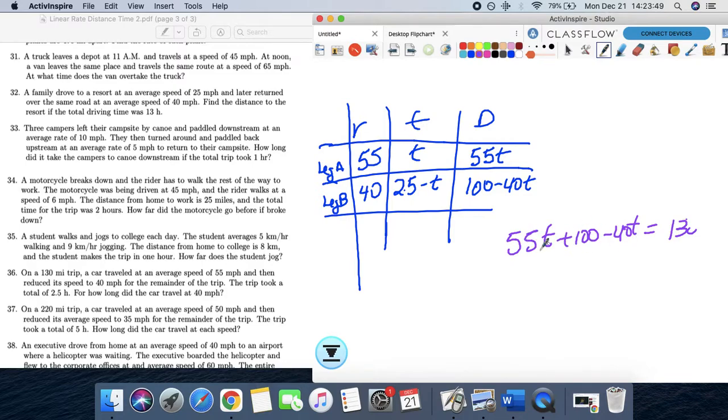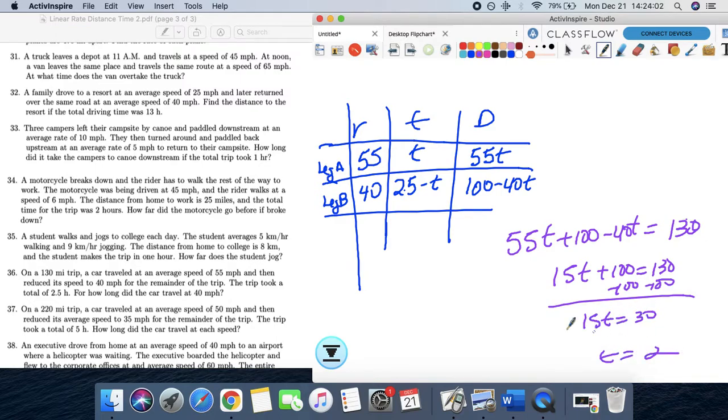So combine like terms: 15t plus 100 equals 130, minus 100 on both sides. 15t equals 30, t equals 2. So he spent 2 hours driving at 55 miles an hour, and then half an hour at 40 miles an hour, 0.5 of an hour, probably because that was not the highway or something.